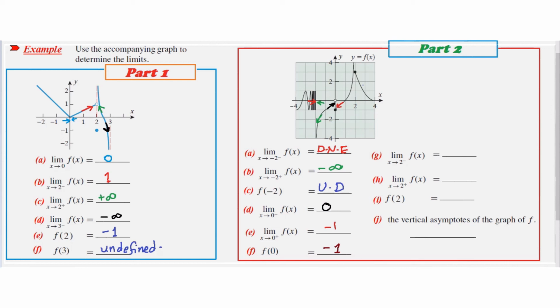Then the limit of x when x goes to 2 from left. This is 2 from left. The function goes to positive infinity. And the limit of x when x goes to 2 from right. This is 2 from right. The function goes to 3. And f of 2, you have to go up and down, and you will see a closed circle here. So f of 2 is defined and equals 3.